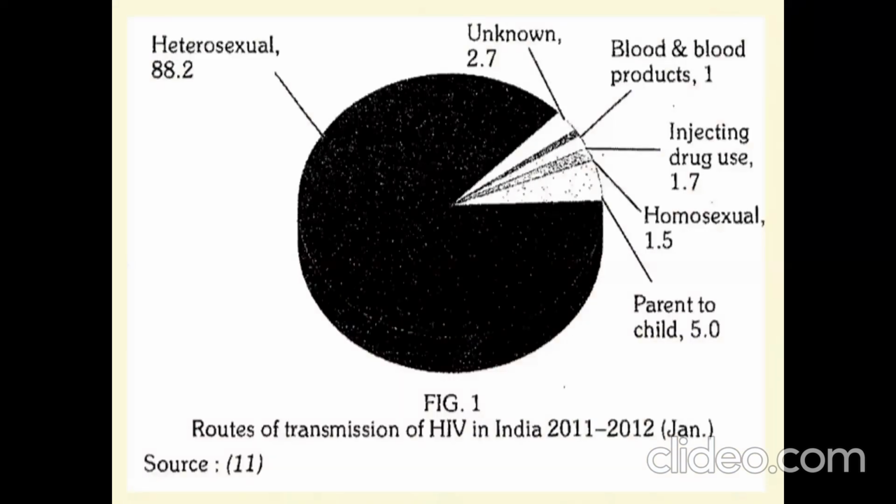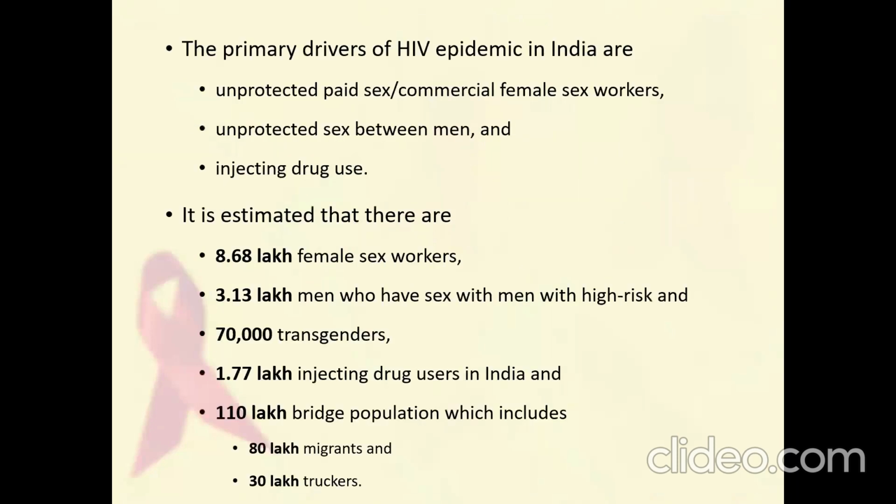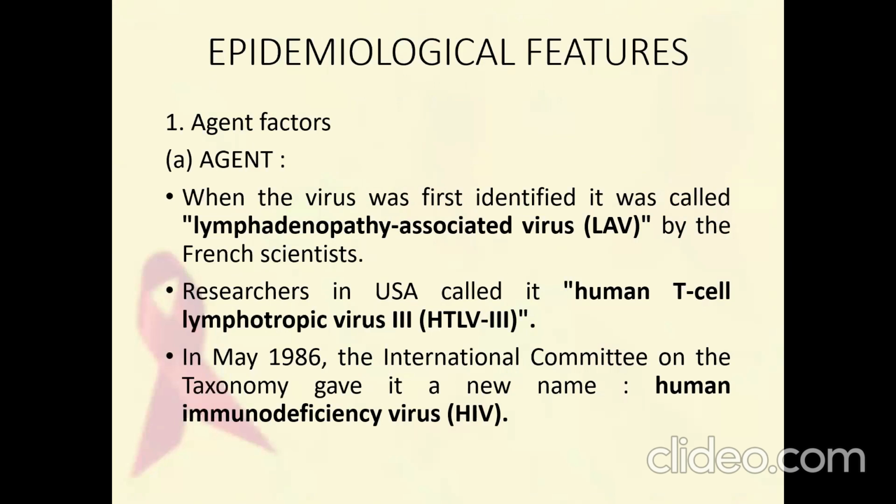Then these are the routes of transmission of HIV in India as calculated in 2011-12. So 88.2% of cases are due to heterosexual transmission, 2.7% are unknown, 1% are blood and blood products, 1.7% are injecting drug use, 1.5% are homosexuals, and 5% are from parent to child. And these are again numbers.